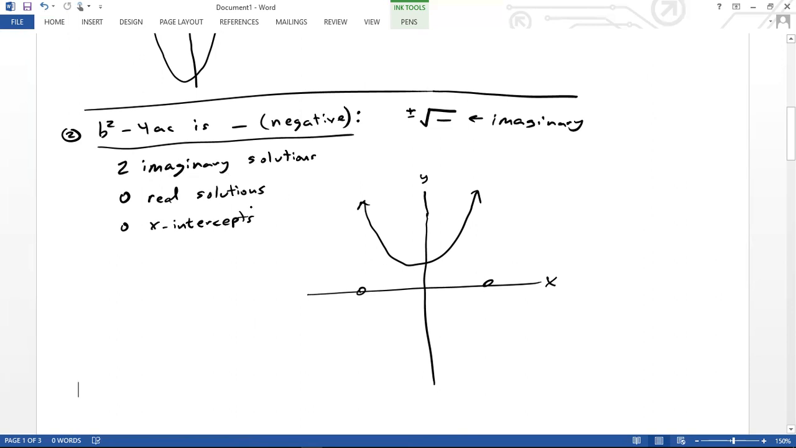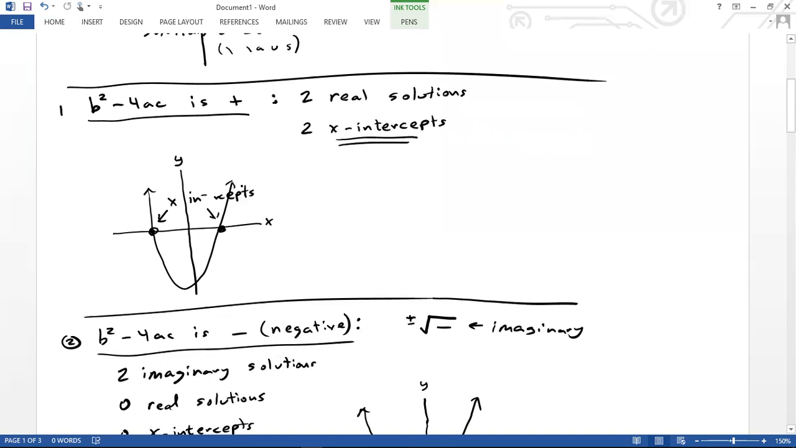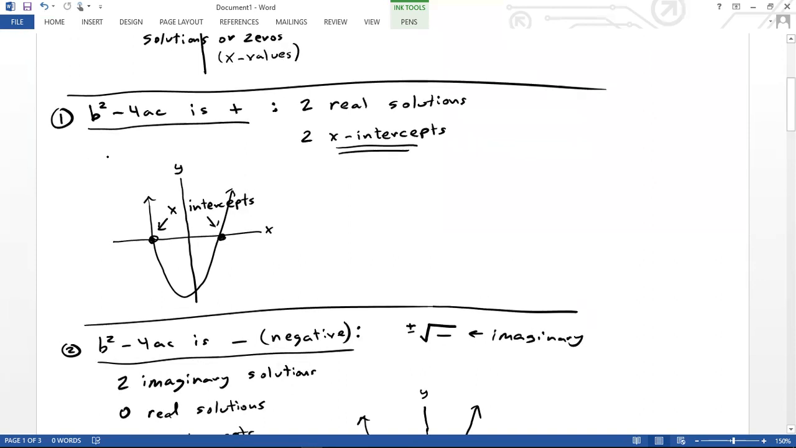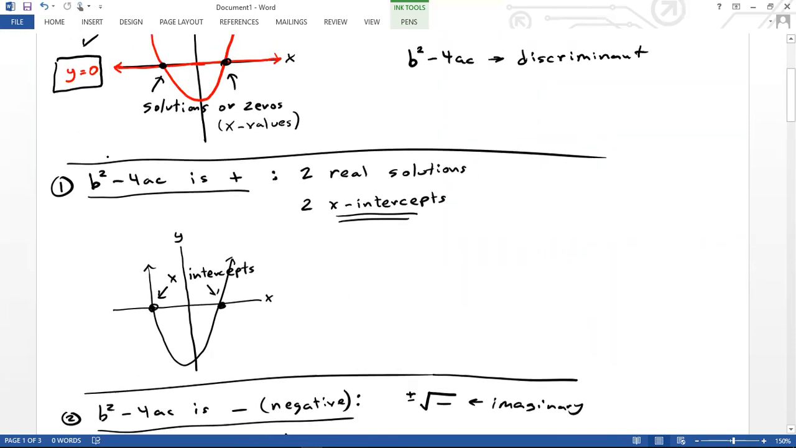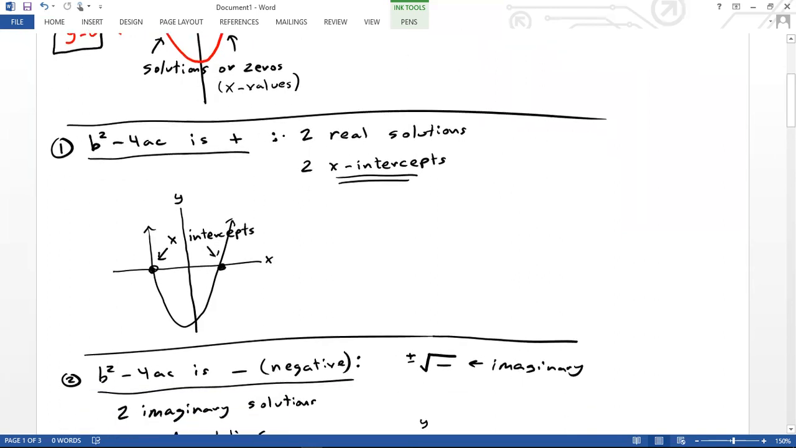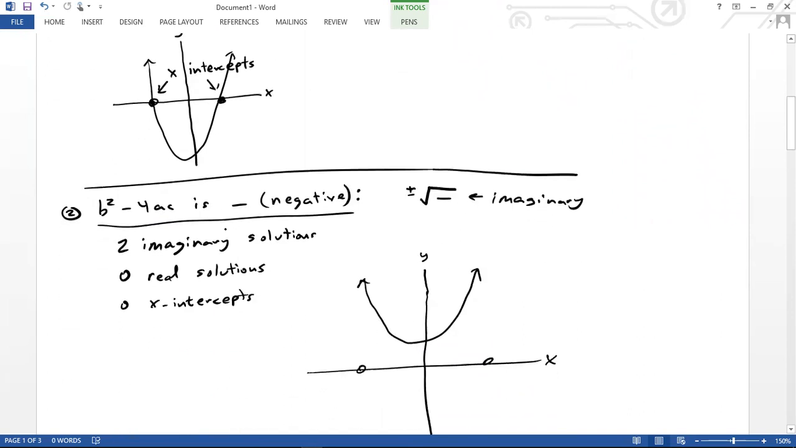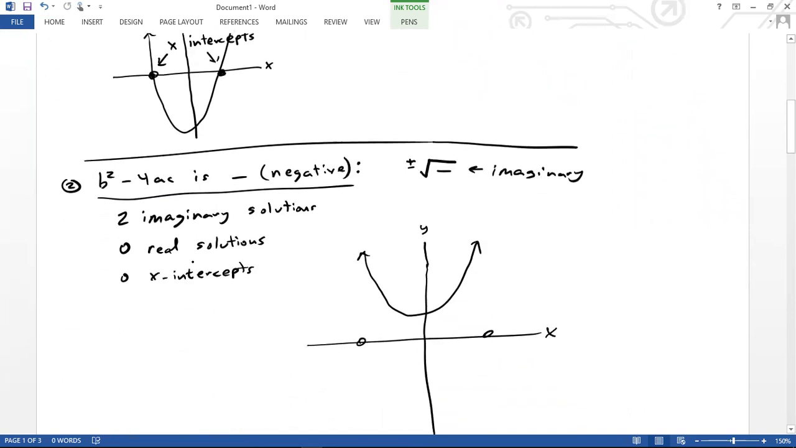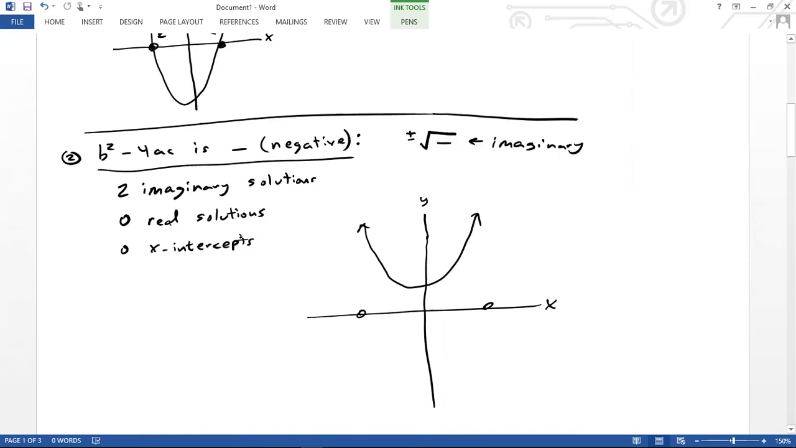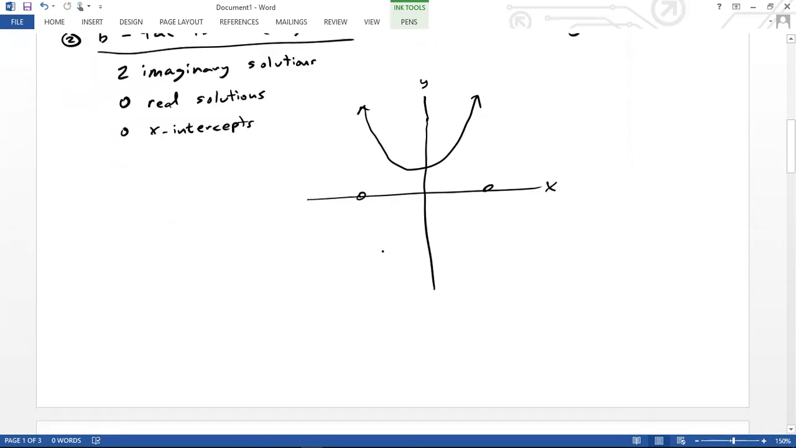And we have one more case. So b squared minus 4ac is called the discriminant. When it's positive, 2 real solutions, 2 x-intercepts, and there's your graph. When it's negative, it's 2 imaginary solutions, no real solutions, no x-intercepts, and the graph looks like this.